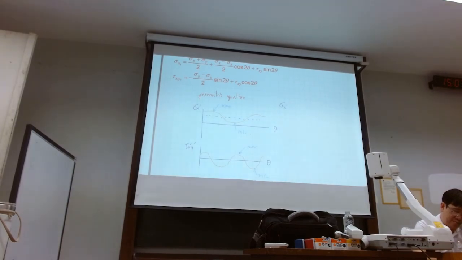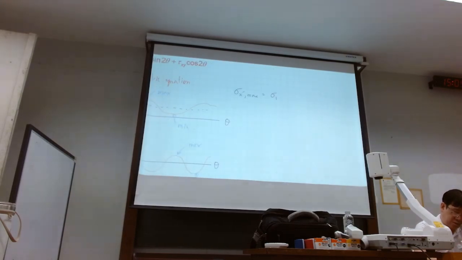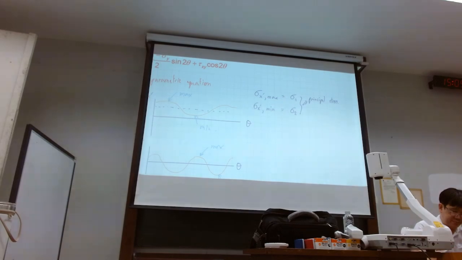Sigma x prime max, we actually call it sigma 1. It's what we call principal stress. Sigma x prime minimum, we call it sigma 2. And again, this is sigma 1 and sigma 2, we will call principal stress. It's just a maximum or the minimum.